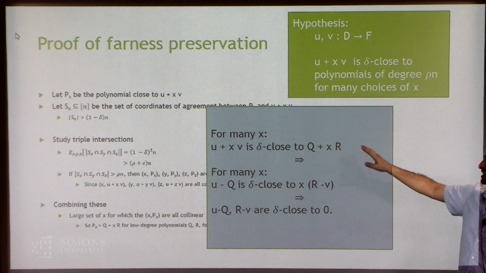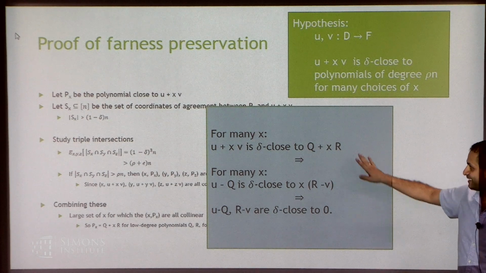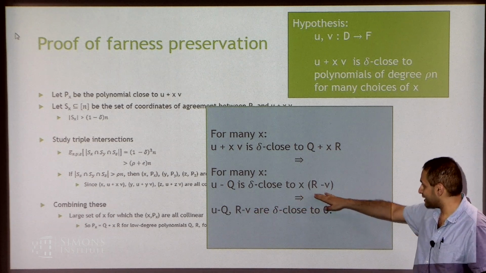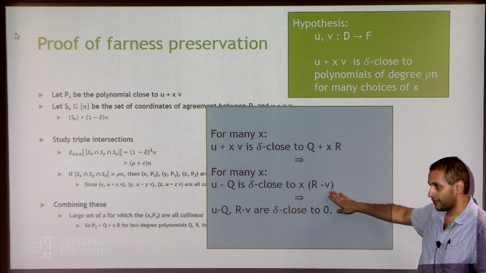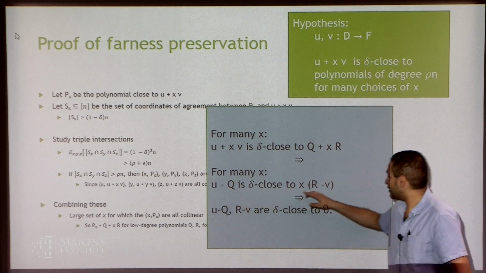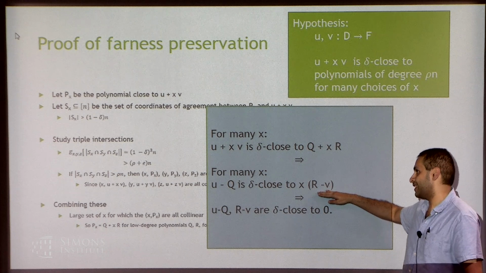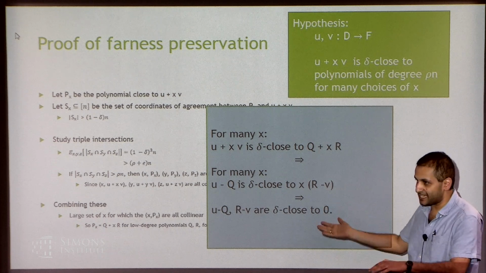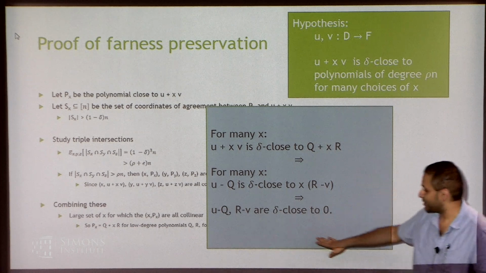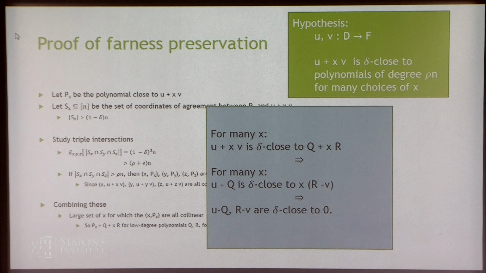We know that for many x's, u plus xv is close to q plus xr. Rearranging, u minus q is delta close to x times r minus v. This happens for many x's. When can a vector be close to many scalings of another vector? Well, the vectors basically have to be 0 most of the time. And so that means u minus q is close to 0, r minus v is close to 0, and also on the same set, and this implies something more. Okay, so that was that.